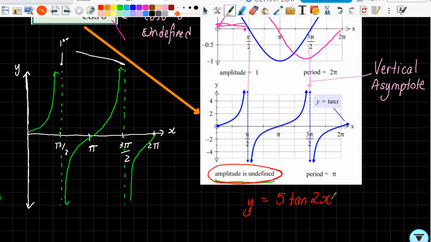So the 5, it would probably be a little bit like that. It just pulls it. But the amplitude is still going to be undefined. What do you think the 2 will do there? What did it do for sine and cosine? It changed the period, right?